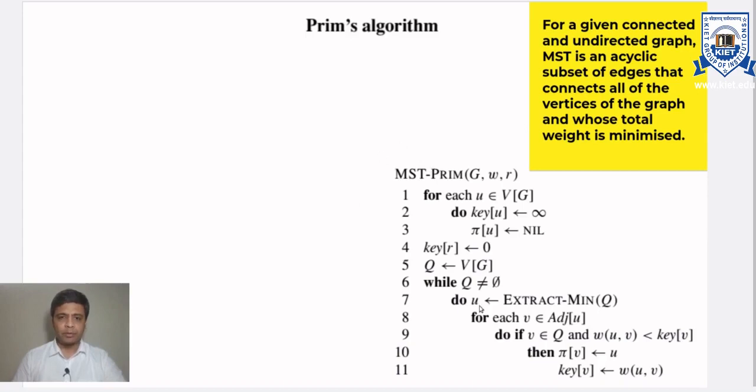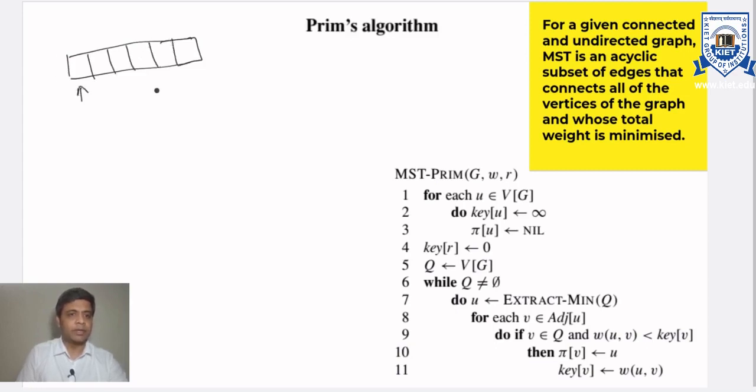But before going to this MST, let's discuss a concept, priority queue, because there is a use of that thing. So what is a priority queue? As you know what a queue is, you already know what a queue is.